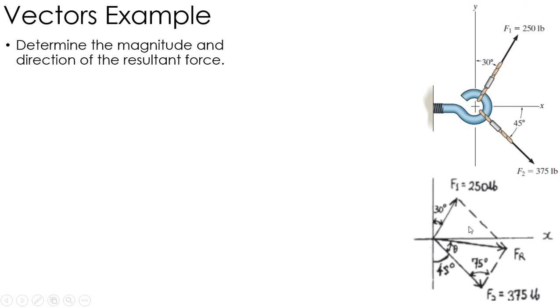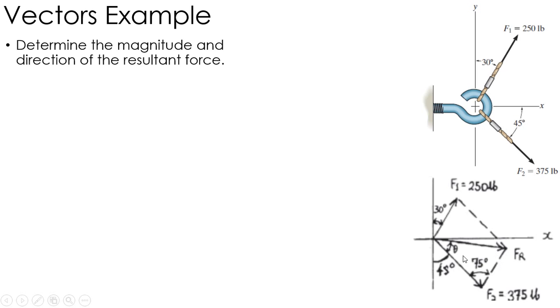To do that, I just draw my forces, F1 and F2, and then I draw parallel lines. So this line is parallel to F1, this line is parallel to F2, and then I draw my resultant force across the diagonal like so. So what I have here is a triangle that I can then use to solve for that resultant force. This side of the triangle is F2, so the magnitude of this side is 375. The magnitude of this side of the triangle is 250.